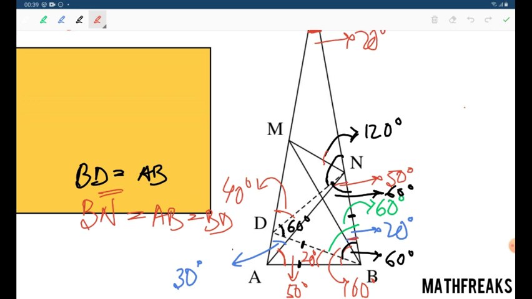Interestingly, this angle is 20, this angle is 20, total is 80. So this middlemost angle is what? 40 degrees. 80 minus 20 minus 20, 40 degrees. And here the total angle is what? This part is 40, this part is 60, 100 degrees. So 40 for 140. This angle is also 40 degrees.